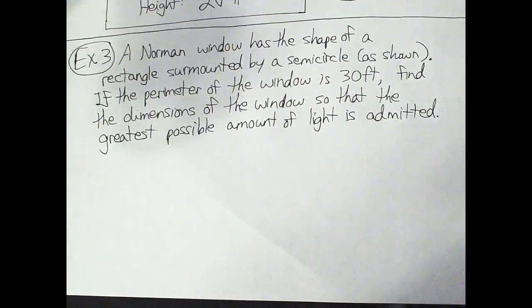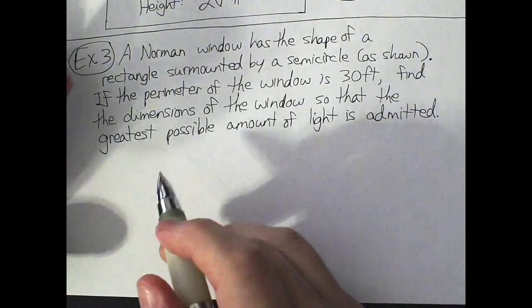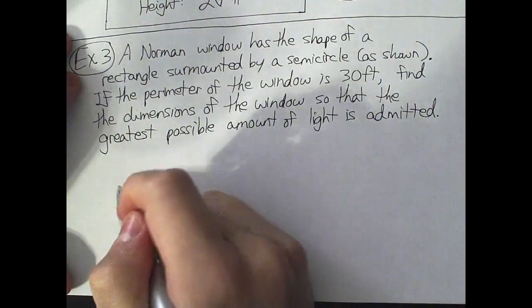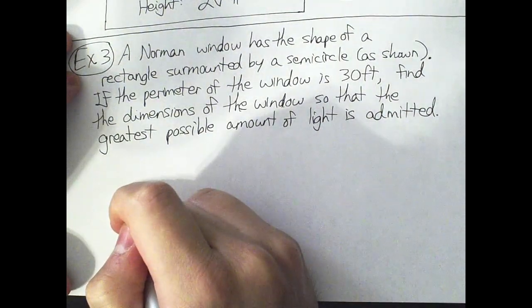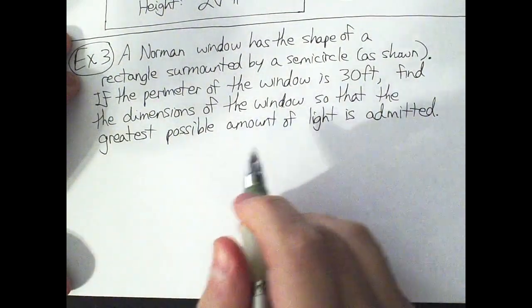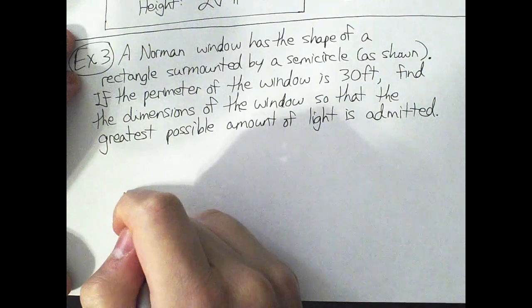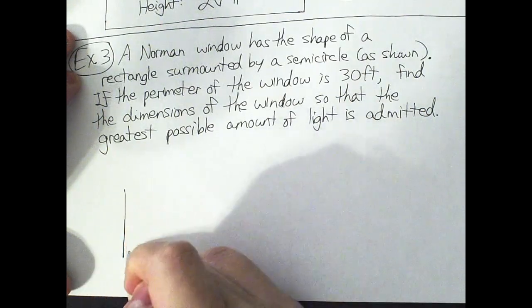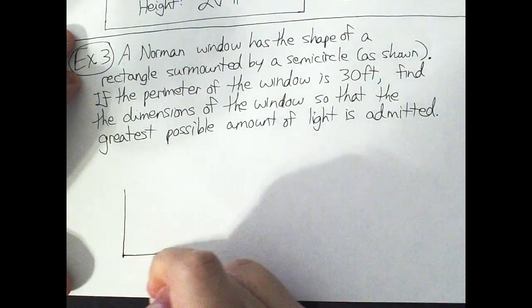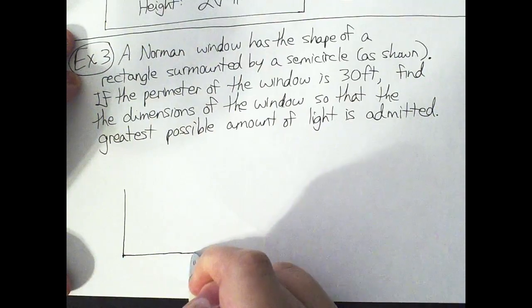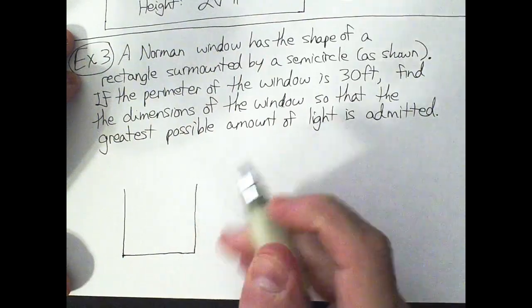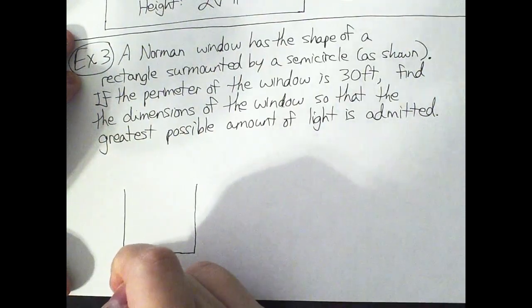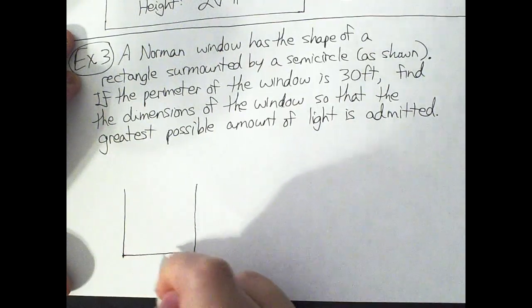So it's a window in the shape of a rectangle surmounted by a semicircle, and I thought that it would be nice to provide a picture, because what does a rectangle surmounted by a semicircle look like? So you've got some kind of rectangle, and this problem is actually going to label some of these sides for us.